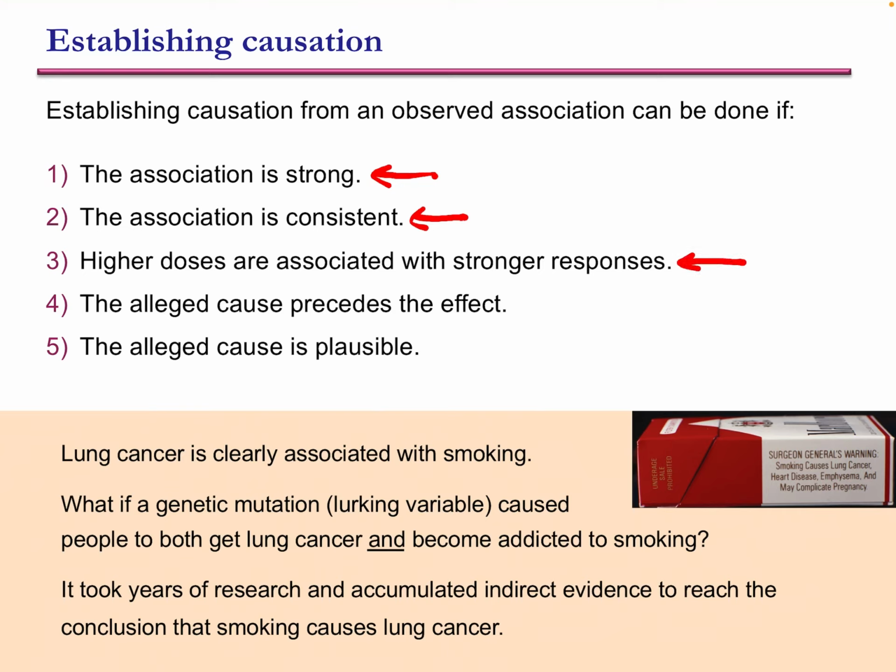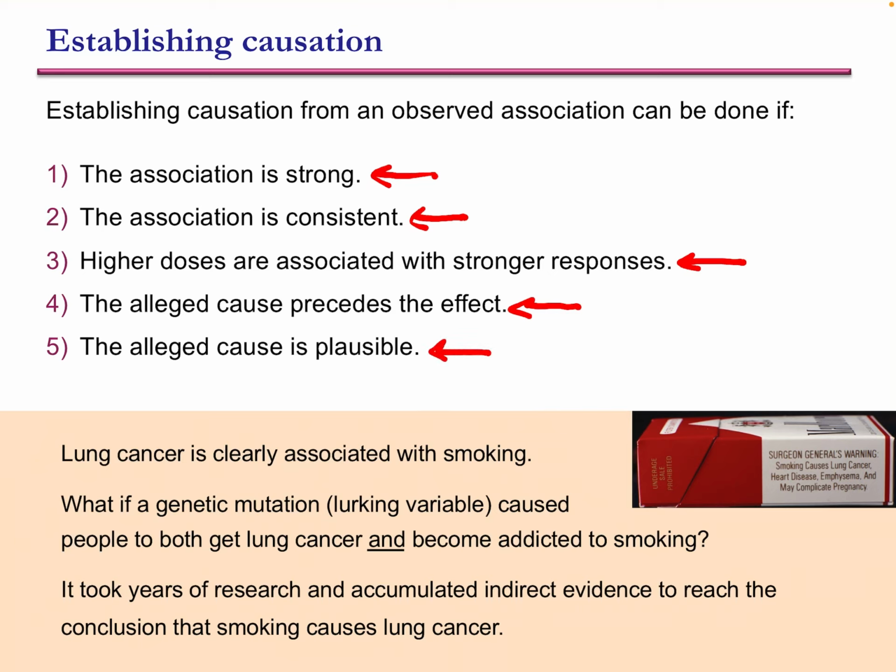Are higher doses, say with a drug, associated with stronger responses? If so, that's a good indication that we might have a real cause and effect relationship going on here. Does the alleged cause precede the effect? If you have a blood alcohol content, have you already consumed beer or wine? You have to consume alcohol to have a BAC. If you haven't consumed alcohol, you can't have a BAC. So we have to make sure that the alleged cause precedes the effect. If it doesn't, then that's an indication that there's no relationship.